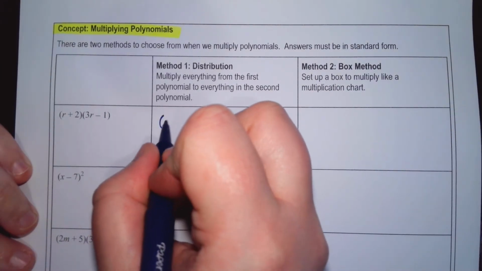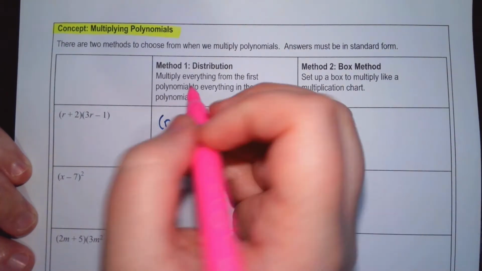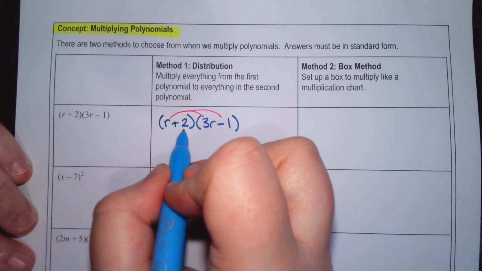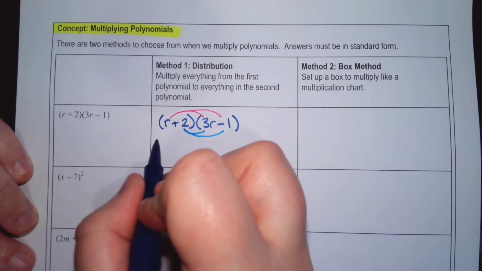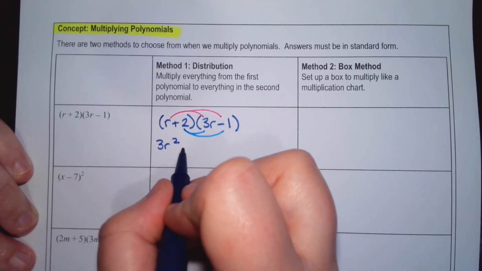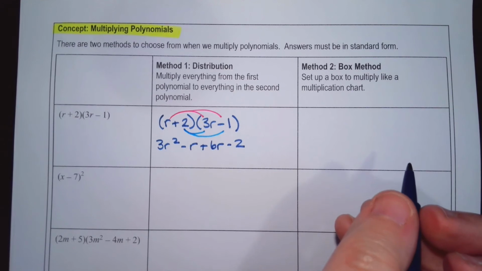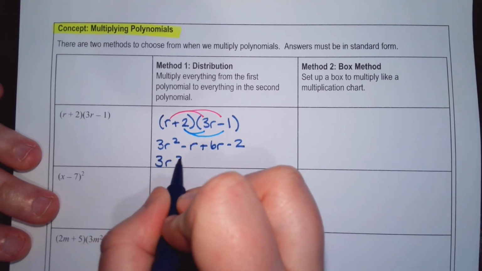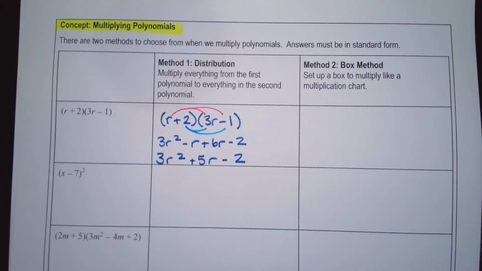So, we have r plus 2 and 3r minus 1. We're going to have r times 3r and r times minus 1. And then we're going to multiply 2 times 3r and 2 times negative 1. So we have 3r squared minus r plus 6r minus 2. And then we have to combine like terms and put into standard form. So our final answer is 3r squared plus 5r minus 2. So that is distribution.